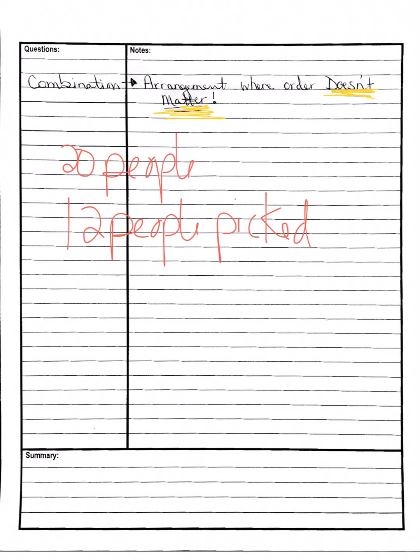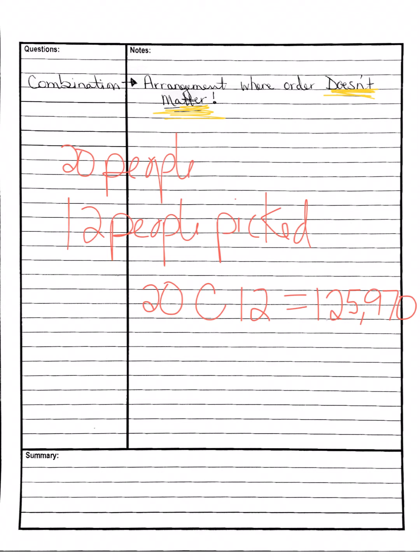So the order here doesn't matter. Again, it doesn't matter if you're picked first or if you're picked last. 20 people report, only 12 are picked. So how we look at this is for this combination, and we can type it in our calculator. There's 20 options, 20 people to choose from. C stands for combinations, and we're going to pick 12. And when we type that into our calculator, we get 125,970. So there's 125,970 different ways that we could pick 12 people.